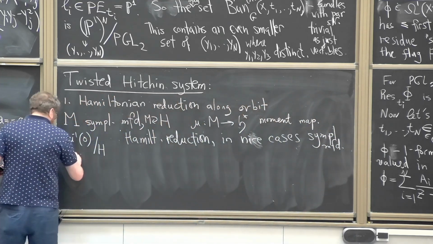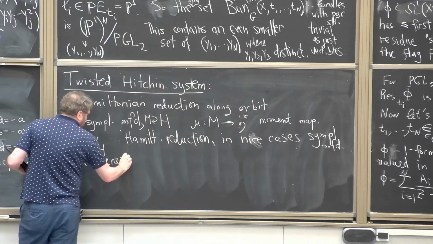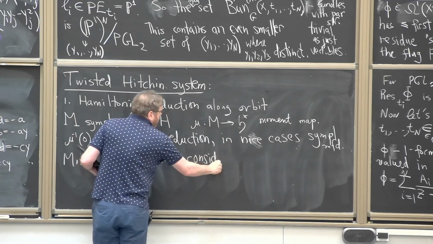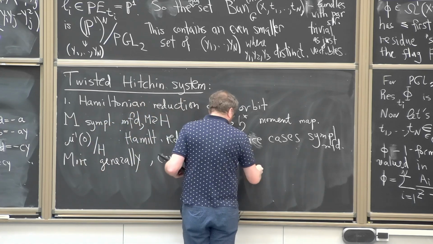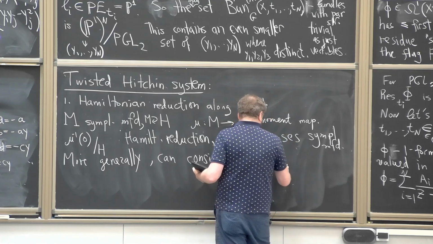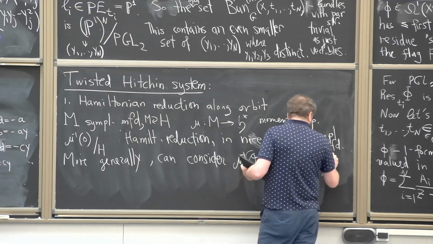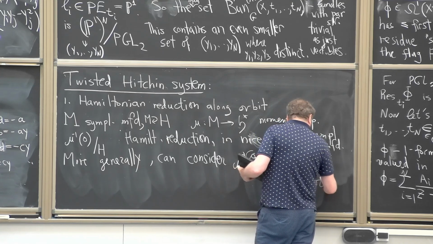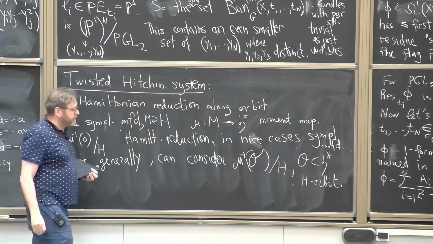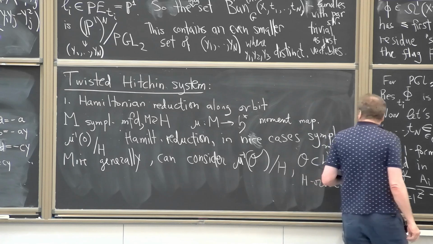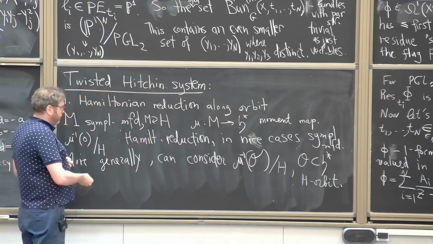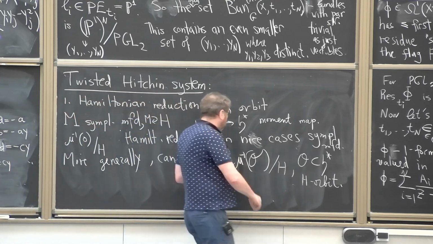More generally, we can consider mu inverse of O over H, where O in H star is an H orbit. So any coadjoint orbit has a canonical symplectic structure, which is the so-called Kirillov-Kostant structure. So using this, you can check that this will also have a canonical symplectic structure.